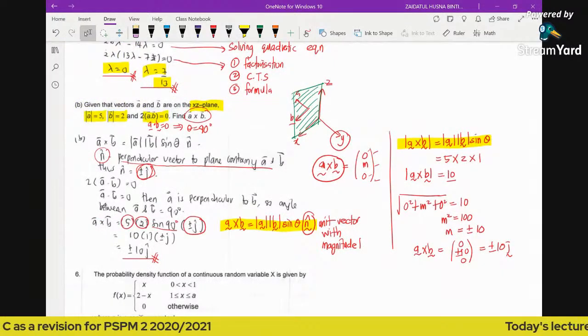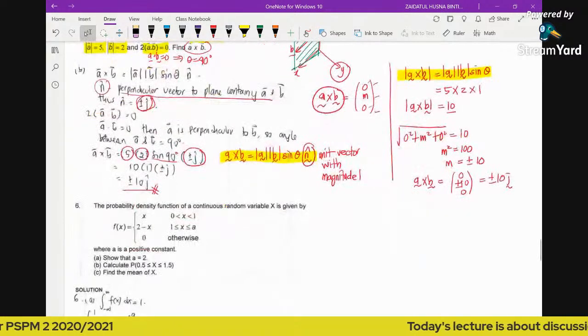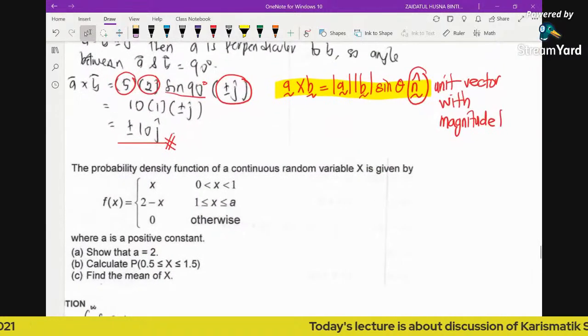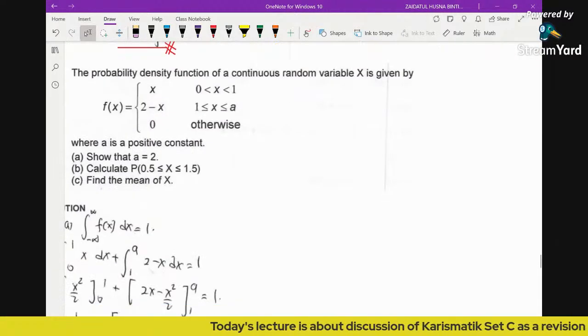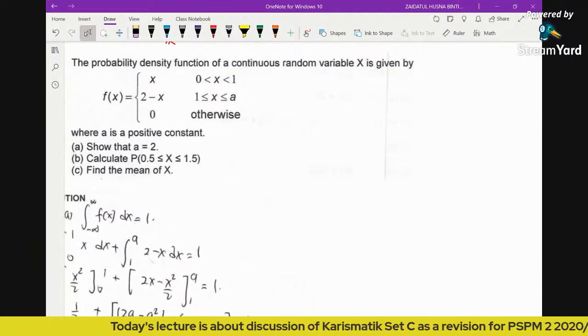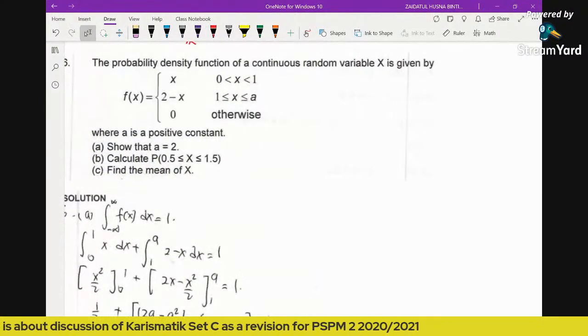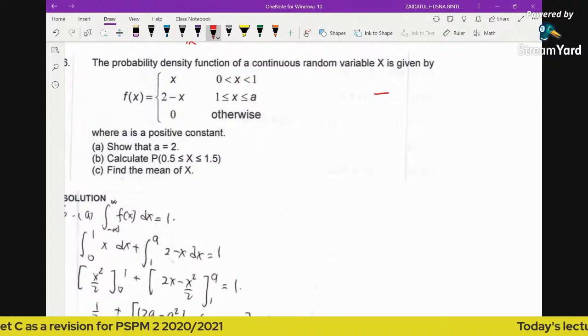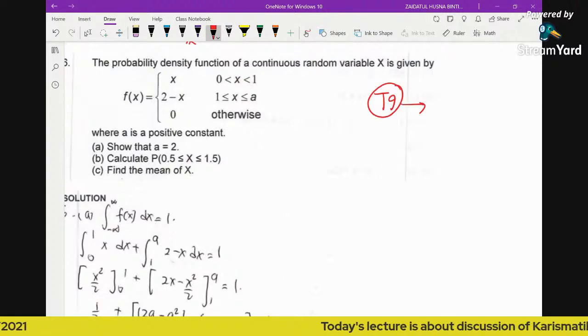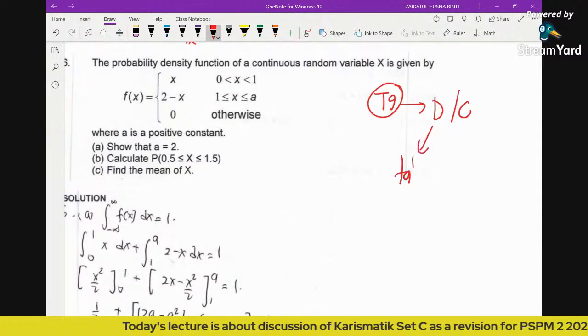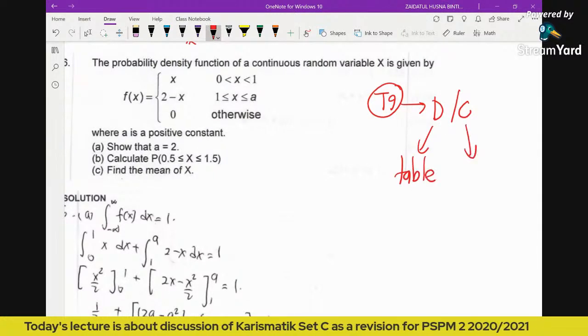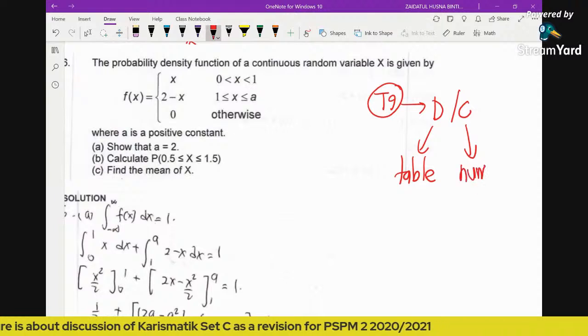Alright? Okay. And then question number 6. This question is quite straightforward. You are given the PDF of a continuous random variable. Show that A equals 2. So you begin with the total area equals 1 and you integrate. Again, my advice is topic 9. In order to tackle a topic 9 question, please identify your random variable, either discrete or continuous. If you have discrete, please draw a table. If you have continuous, please draw a number line.